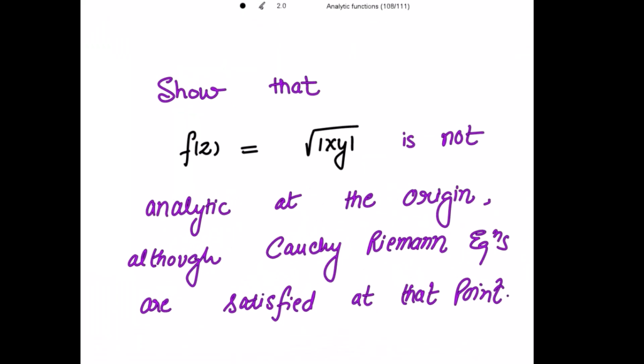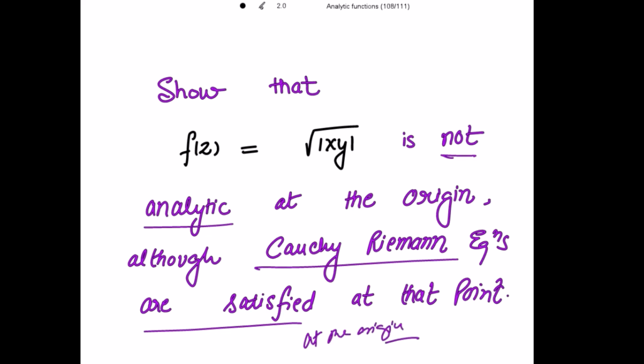To show that f(z) equal to square root of mod xy is not analytic at the origin, although the Cauchy Riemann equations are satisfied at that point. That is, even if the Cauchy Riemann equations are satisfied at the origin, still f(z) is not differentiable at the origin. This we need to show, right?